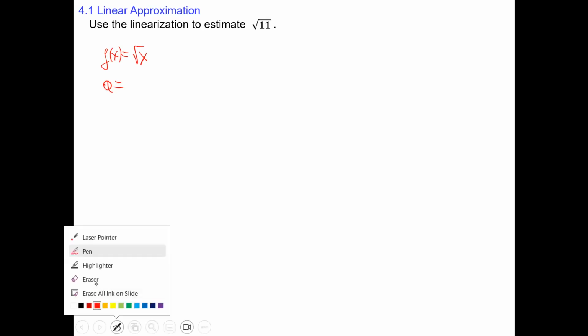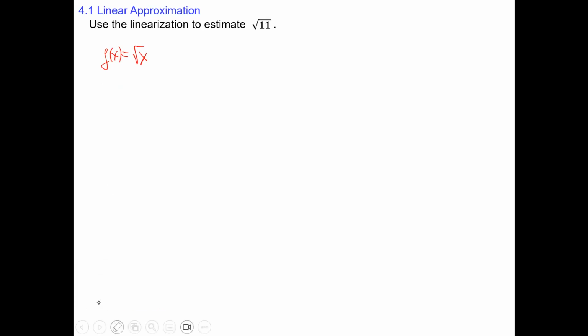Okay, use the linearization to estimate the square root of 11. We remember this type. A little bit slim instruction, but we know we have to approximate the function value of the square root. That means our function is square root of x. The closest number to 11 that has a rational square root, I'm guessing 9. Square root of 9 is 3.